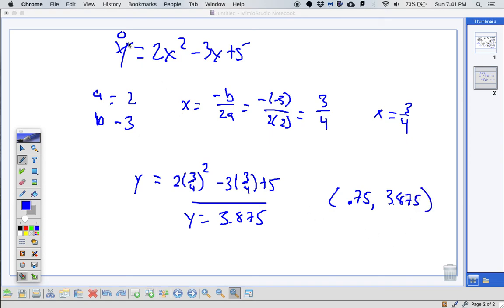So it doesn't matter what they give you. You can just identify a and b, plug them in real quick, and then you'll be able to find your vertex no matter how ugly it is, and this is a quick way to do it.